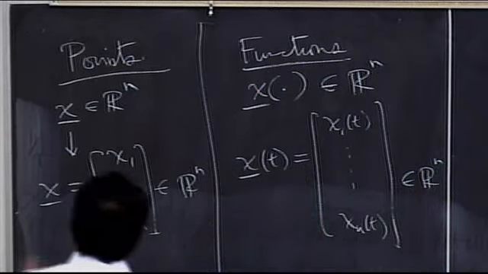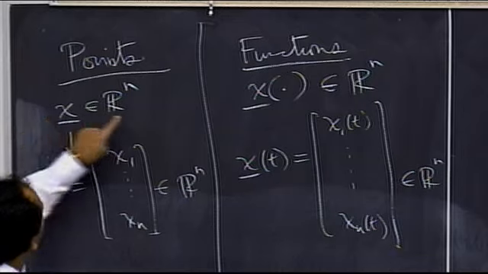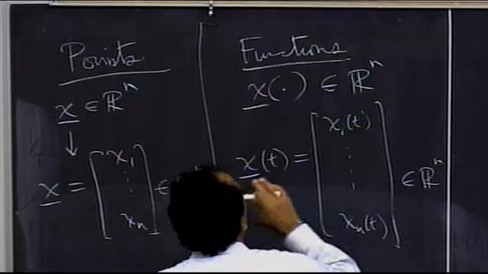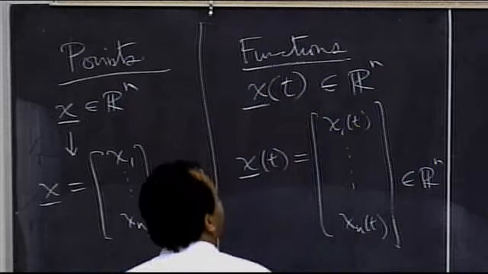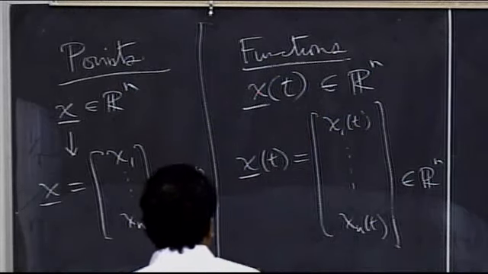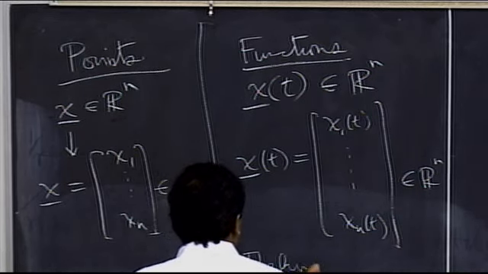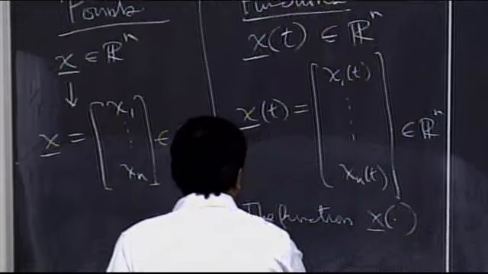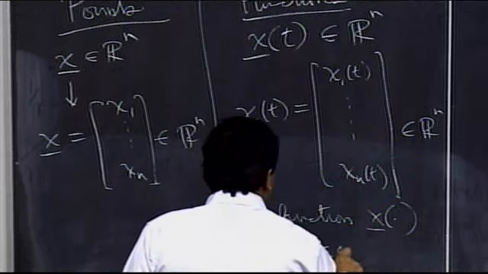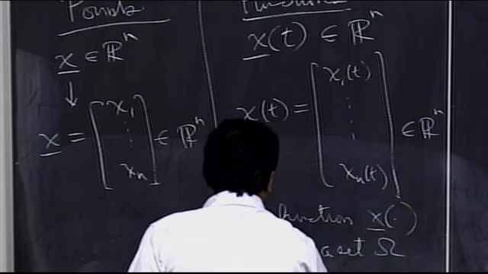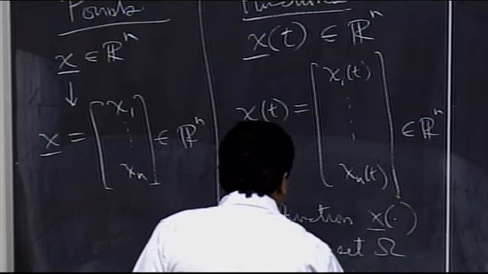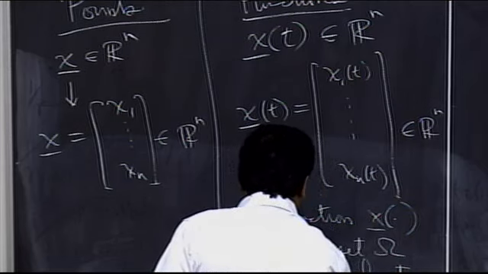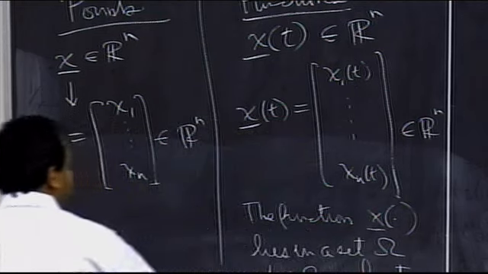But over here, x directly is an element of Rn, whereas the function itself, let's just do it this way for a second, the function x of dot lies in a set, call it omega, where omega is a function space. Okay? It's not a space of points. It's a space of functions.